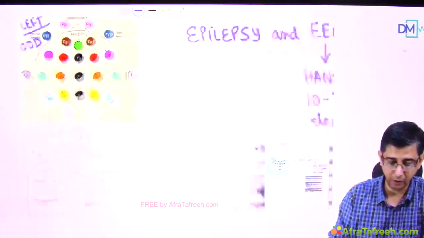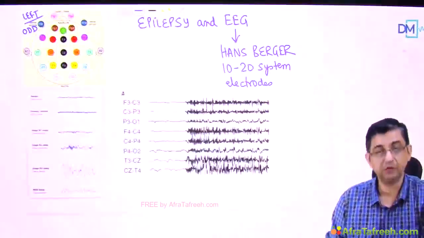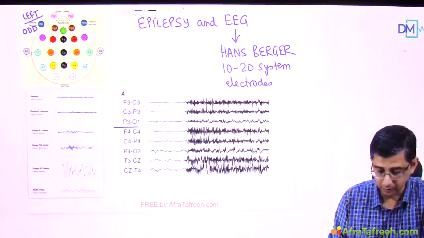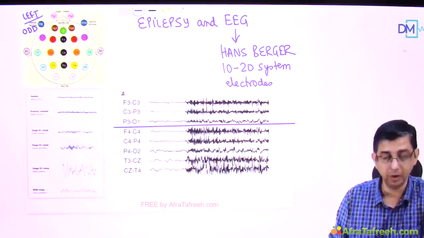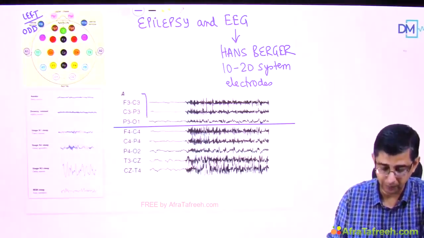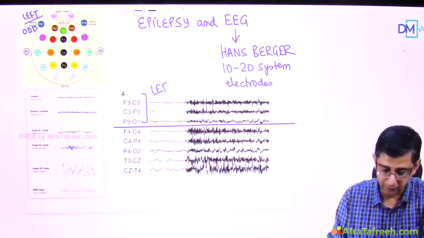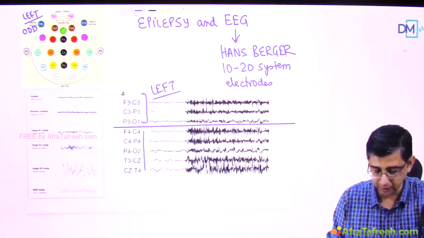Why? Because when they give you an image-based question, you will notice that most of the time, by nomenclature also, the left side of the brain will be represented in the upper part of the EEG, and the odd numbers, which are the left side, versus the even numbers, which are the right side, can be easily identified by you.